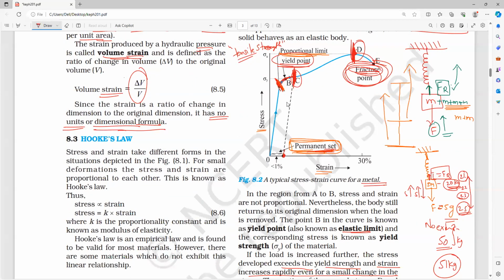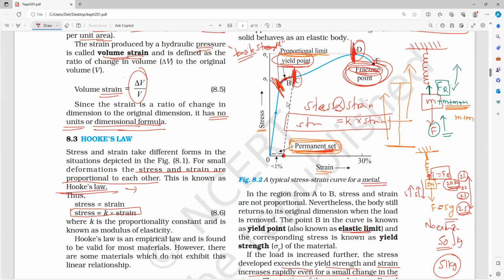Now, as I said, stress increases up to here. Stress is directly proportional to what, everybody? Strain. So removing the proportionality constant, I will bring in the constant K. So stress is equal to K into strain. This is what we call Hooke's law. Please note it, everybody. What is Hooke's law? Stress and strain are proportional to each other.